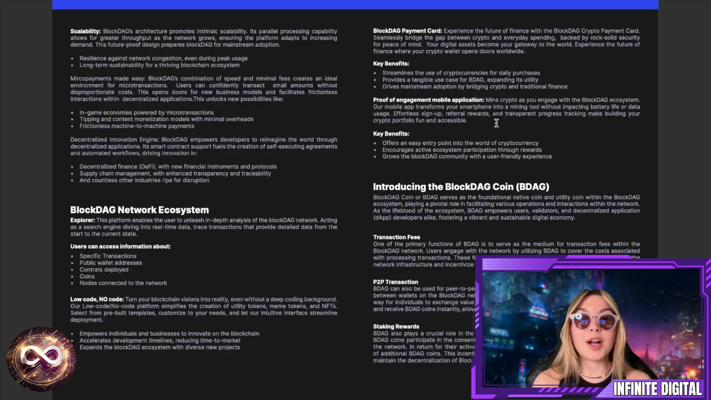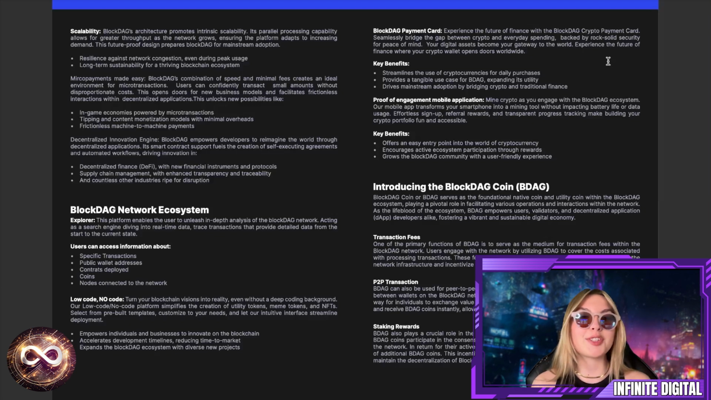BlockDAG payment card as well. You can experience the future of finance with the BlockDAG crypto payment card. This is one of my favorite parts about everything that goes on here, because having an actual card is simply amazing, and you can seamlessly bridge the gap between crypto and everyday spending, backed by rock-solid security and peace of mind, and your digital assets become your gateway to the entire world. So you can experience the future of finance where your crypto wallet opens doors worldwide here at BlockDAG.